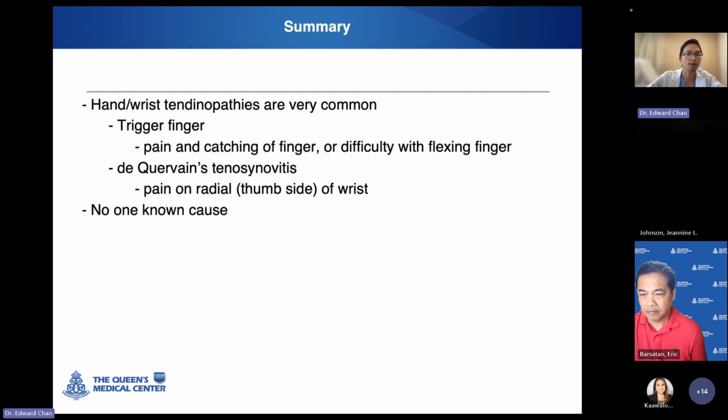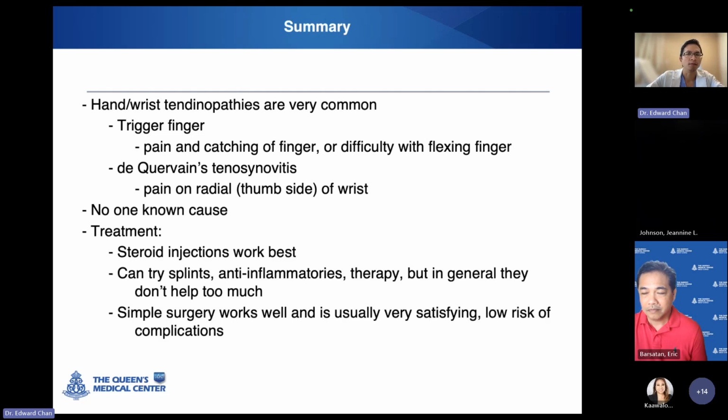There's no one known cause for either of these conditions. So if you get it, it's not your fault. Don't worry about trying to figure out why. It's just very common, and all kinds of people can get these conditions.